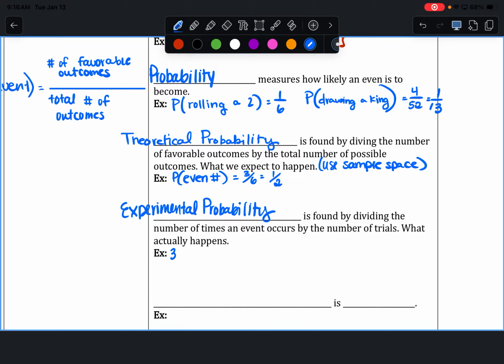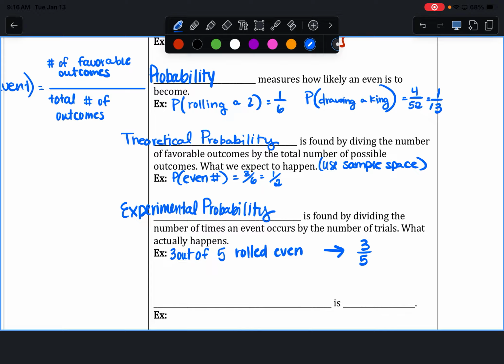So I rolled even. Okay, is 3 out of 5 the exact same as 1/2? No. Okay, because what actually happens in an experiment won't always align with a theoretical thing. And we saw that happen yesterday.